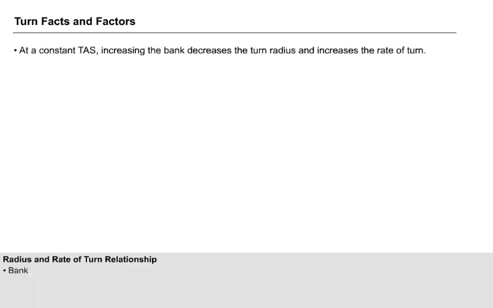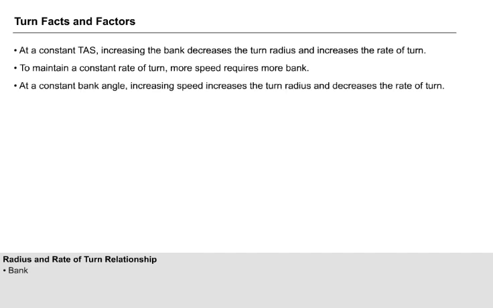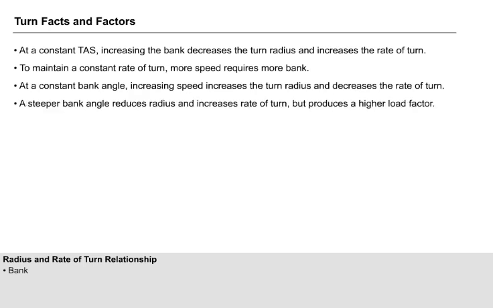There are various factors worth remembering when considering the relationships between rate of turn, radius of turn, TAS and bank angle. At a constant TAS, increasing the bank decreases the turn radius and increases the rate of turn. To maintain a constant rate of turn, more speed requires more bank. At a constant bank angle, increasing speed increases the turn radius and decreases the rate of turn.